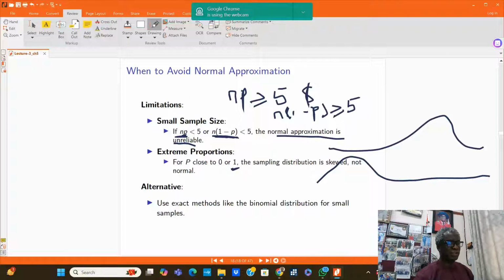And so for smaller samples, the binomial distribution remains the only option. But we won't go into that. Just know that for small sample sizes, when the product of the sample size and the proportion of success is very small, less than 5, then you cannot use the normal approximation. So rather you use the binomial, which is the exact method.